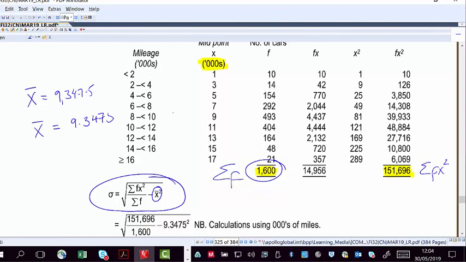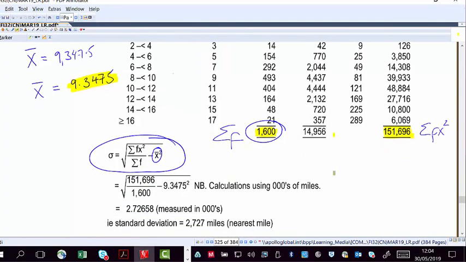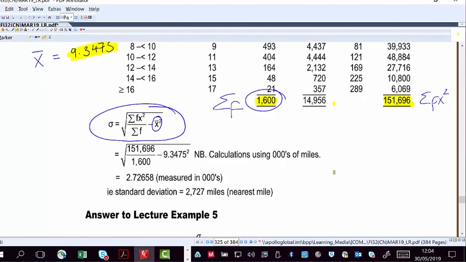Okay, if we see through the calculation then, so we can see that the workings are given for us here. We're picking up these 3 numbers that we've just pulled out. Let's take it forward into the formula, and again, if you want to grab your calculator, you can do this calculation with us. So we can see that we take the 151,696 on the top, we divide it by the 1600 on the bottom. We then deduct the mean squared, so we need to work out 9.3475 squared, and again just reminding you that all of our calculations are in thousands, and that would give us a standard deviation.